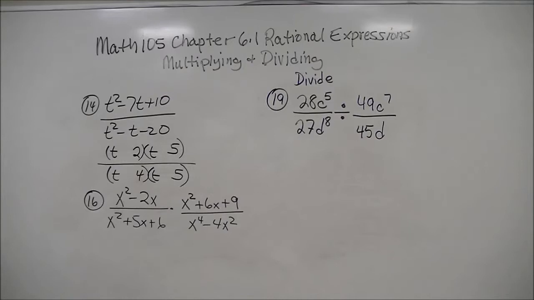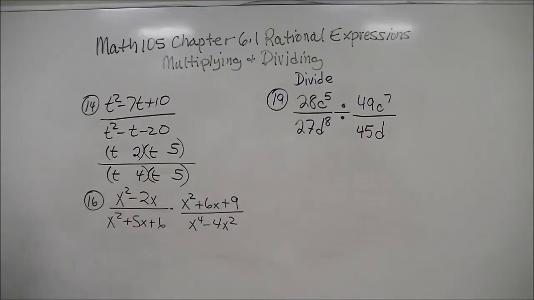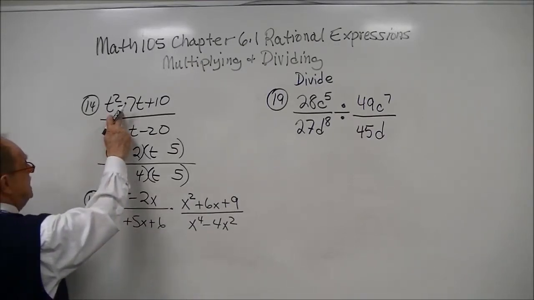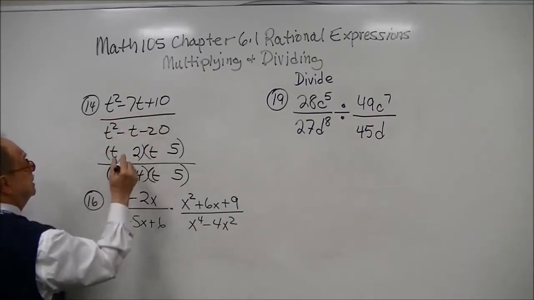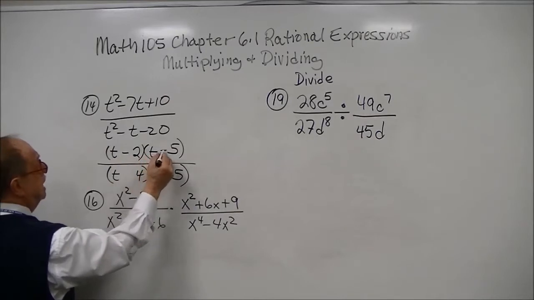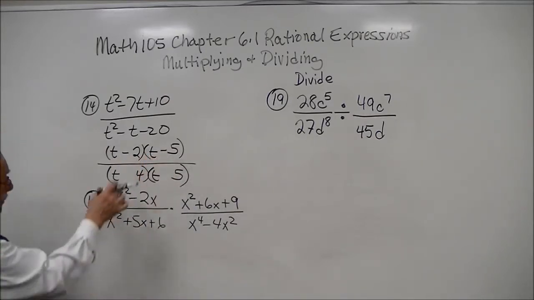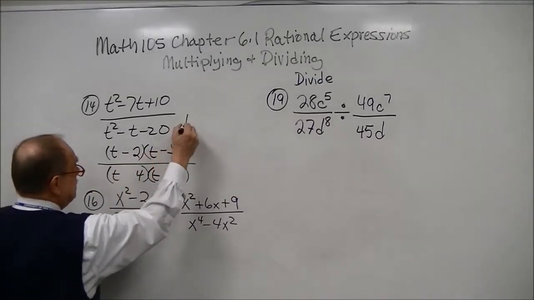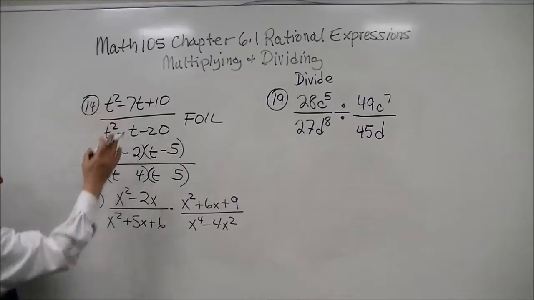Now you might say, well, I didn't finish. Yes, I want you to do something too. You want to put the signs in here. So here, this is a -7. This is a positive. So both of these have to be negative. And if you FOIL it, you get to check it, and it does check.